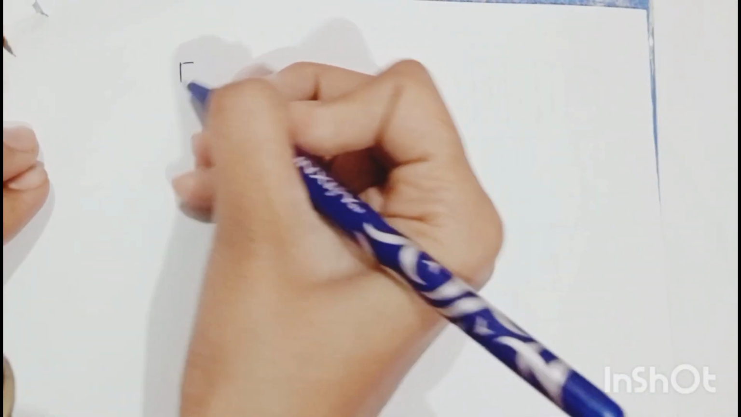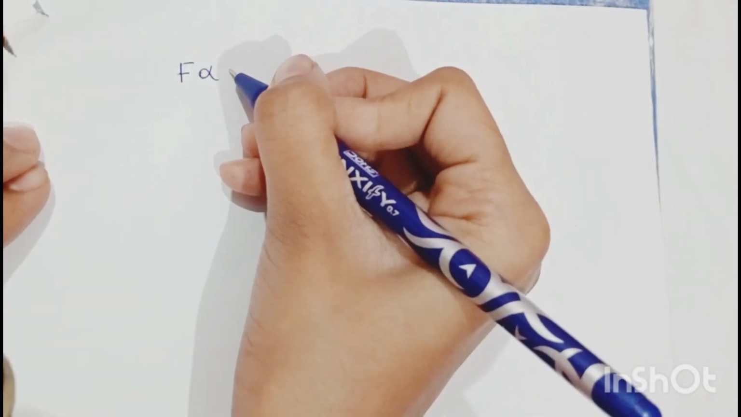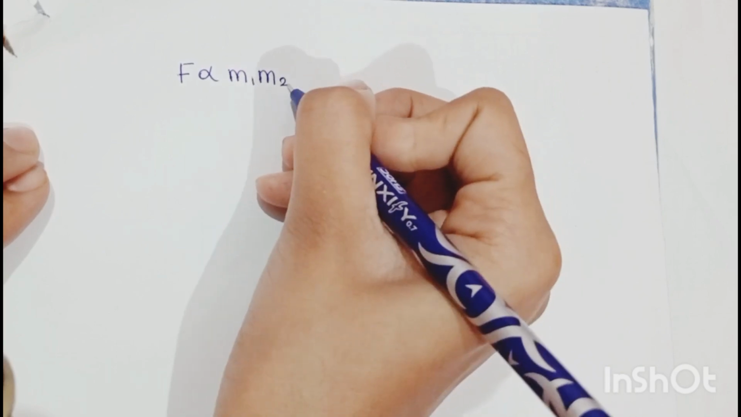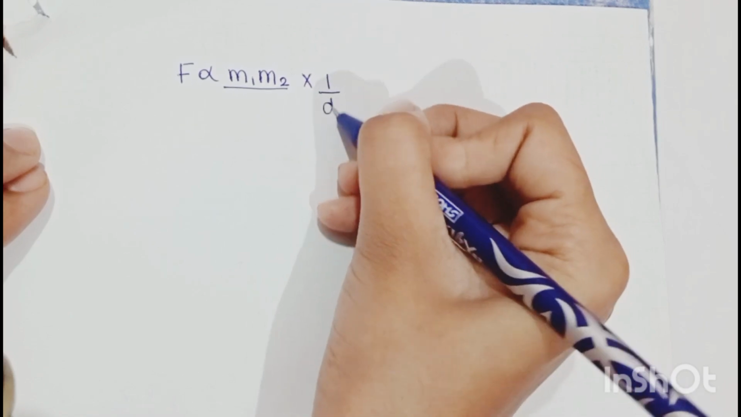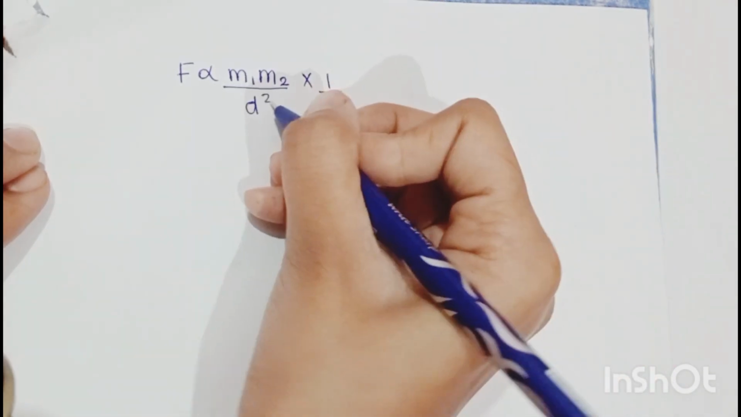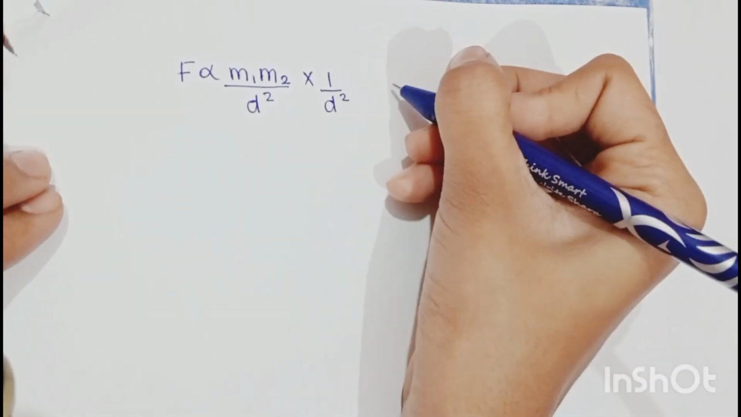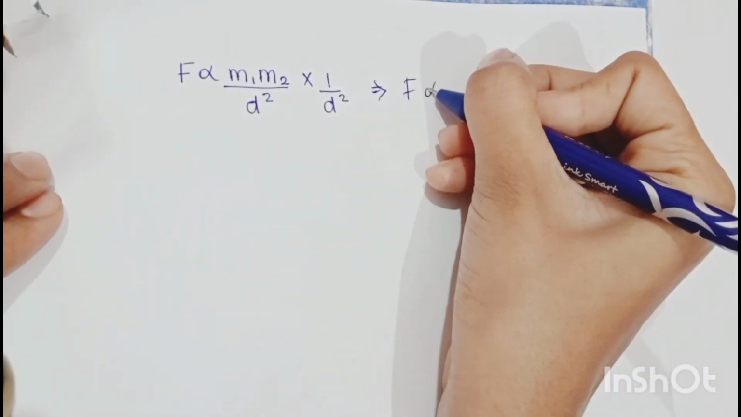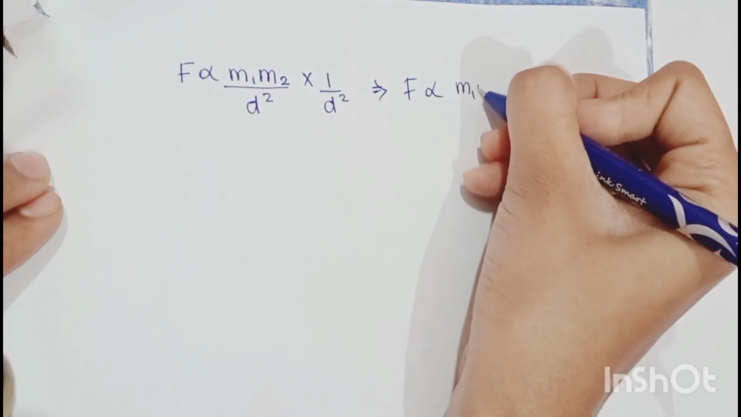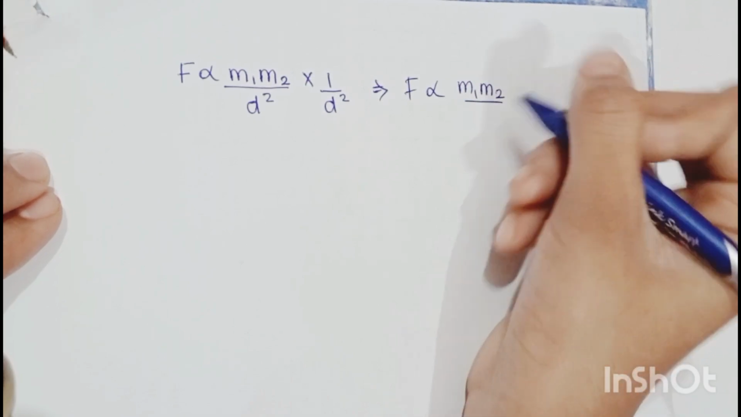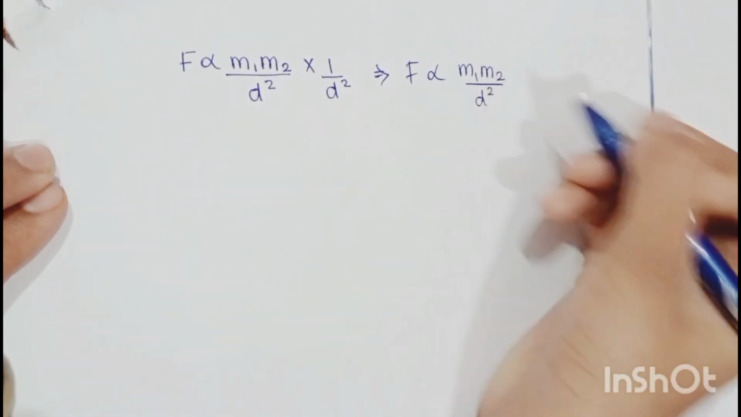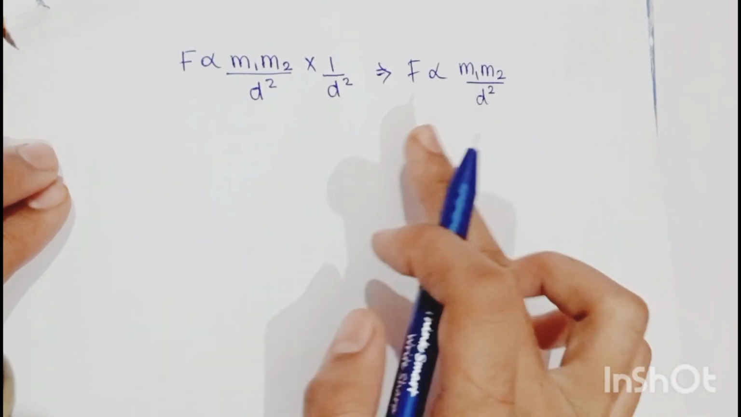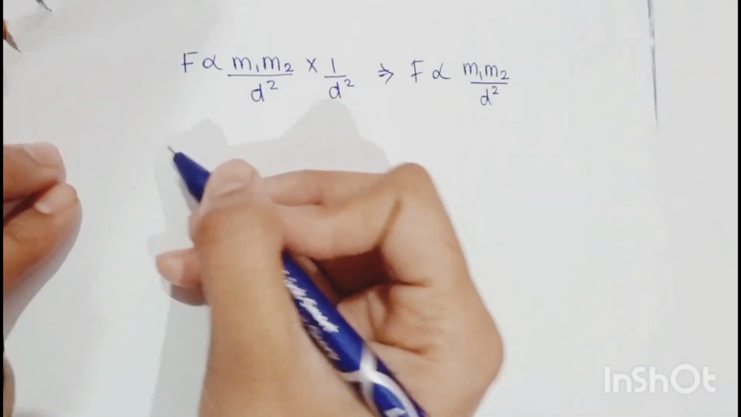So first we saw that F is directly proportional to the product of M1 and M2, and it is inversely proportional to d square, so 1 upon d square. So what we obtained is that F is directly proportional to the product of mass 1 and mass 2, upon d square. All right, are you all clear with this idea? Hope you're clear.